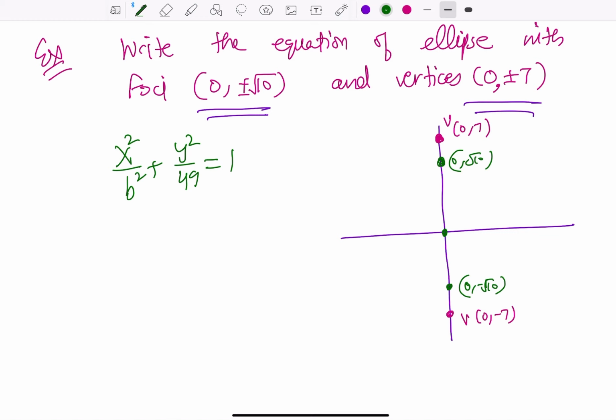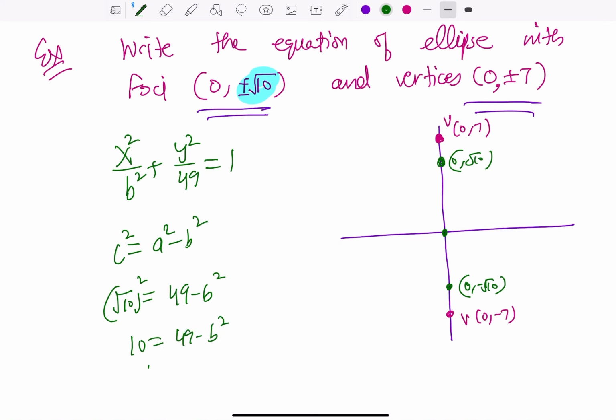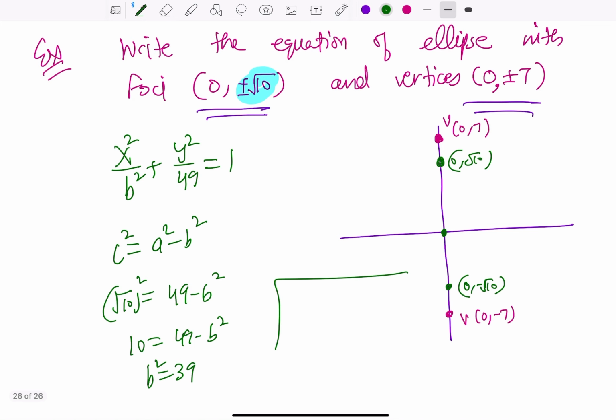Now to find the b, we can use c squared equals a squared minus b squared. c squared is 10, and a squared is 49, so 10 equals 49 minus b squared. So b squared is equal to 39. We actually don't need b, we need b squared. So the equation for this ellipse is x squared over 39 plus y squared over 49 equal to 1. All right, that was all for ellipses.